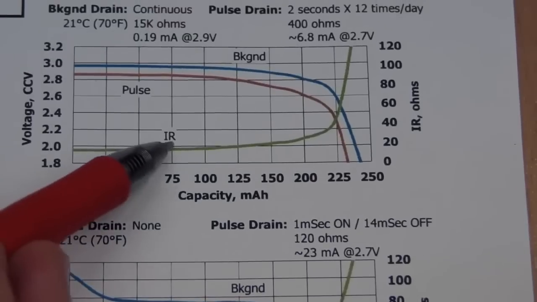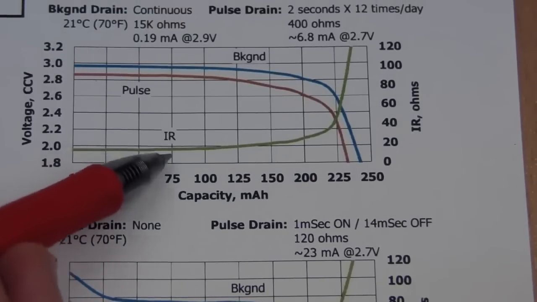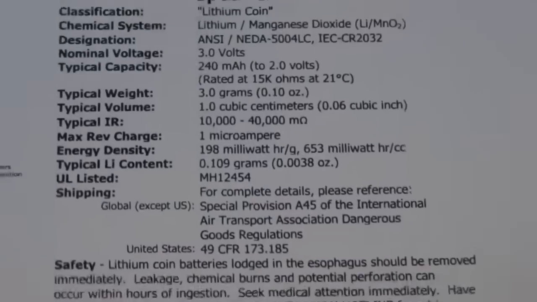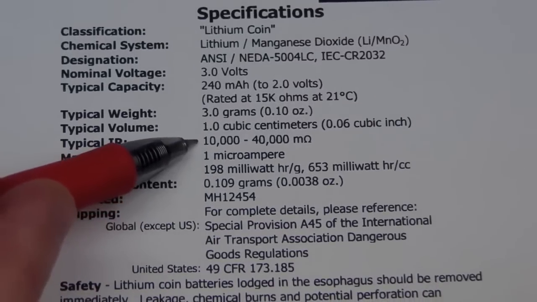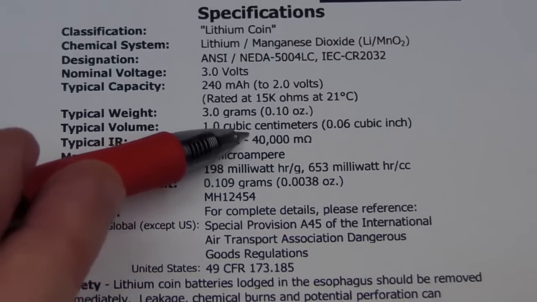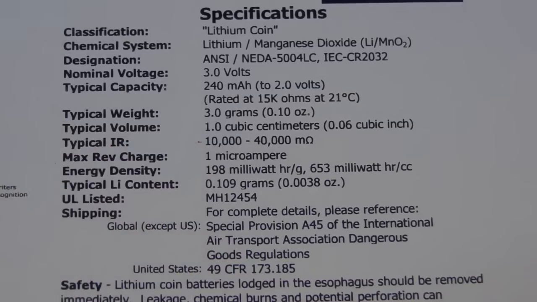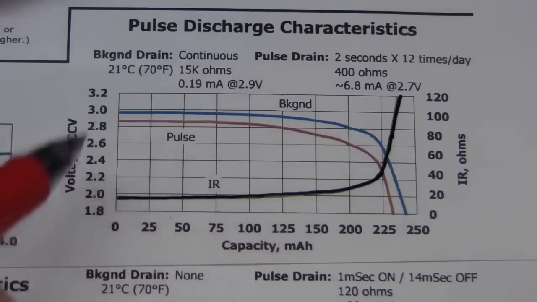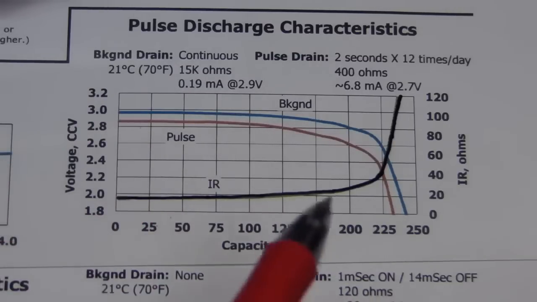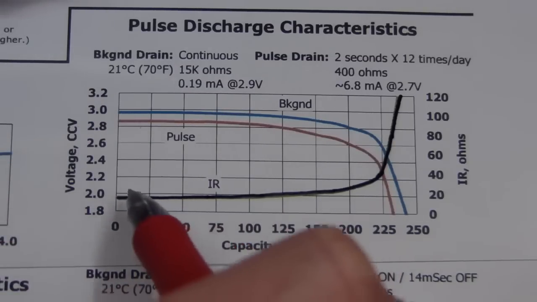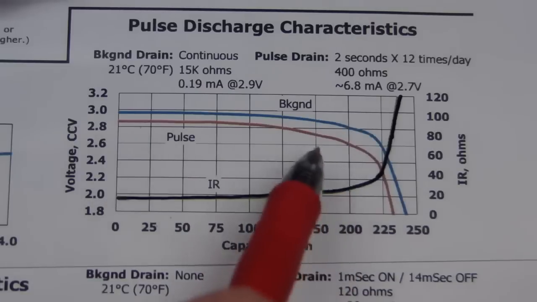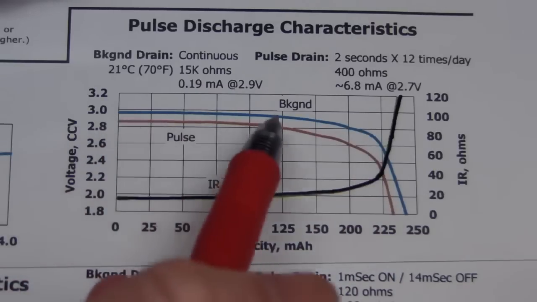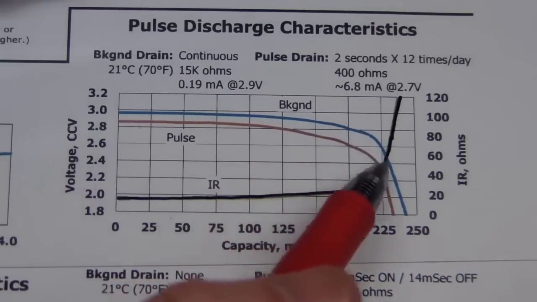You'll see that the IR is just one particular value, which they'll actually specify up here in the data sheet. There it is. Typical IR will start out at 10 ohms and increase to 40 ohms at the end of its life. Now, what I love about this particular discharge characteristic graph is it shows beautifully how the IR increases at the same rate as the characteristic discharge curve decreases.